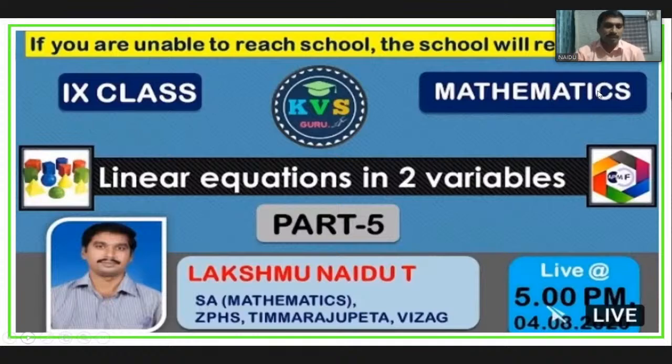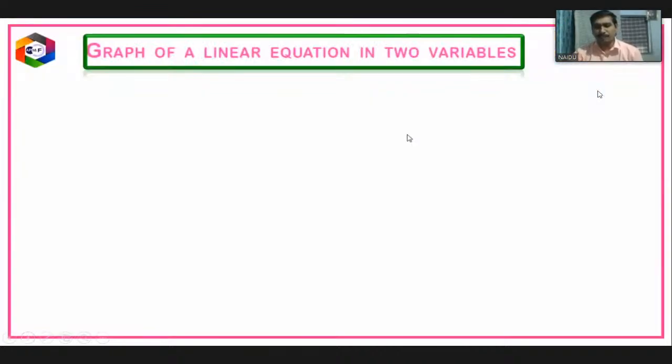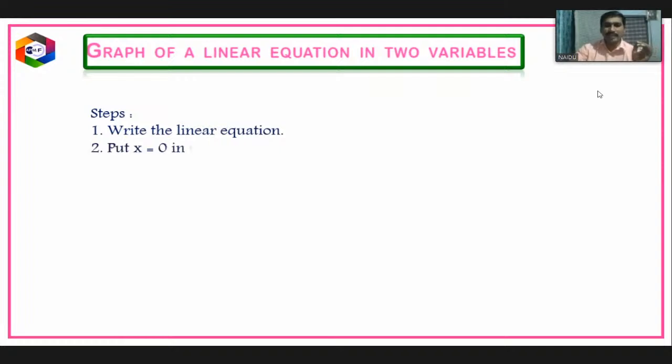First of all, the basic rules in drawing the graph that I will explain. Observe children. This is the simple method. Maybe we may not follow the same method, but this is the method you have to learn first. What are the steps that we will use in drawing the graph of a linear equation? First of all, write the linear equation. That is the first important thing. And the second one, put x equal to 0 in the given equation and find the corresponding values of y.